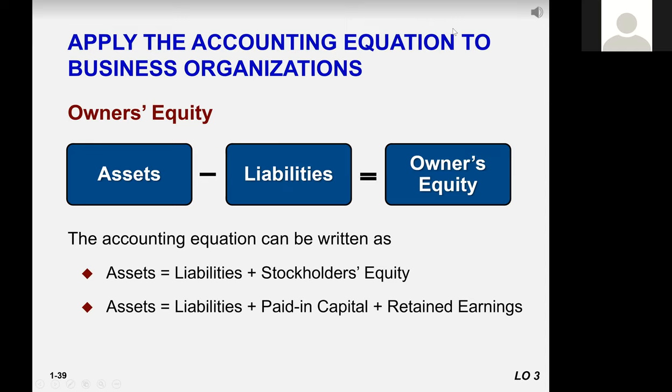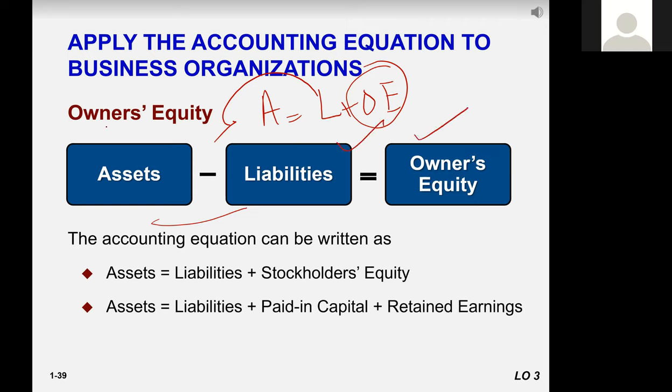So if assets is equal to liabilities plus owner's equity, can we rearrange this equation? Yes, of course. If we want to find out owner's equity, it's simple. Take this liability to here. Assets minus liabilities is equal to owner's equity. So you can just play with this equation, and you can find out the rest of it. If you know any two variables here, you can find the third one. Right?